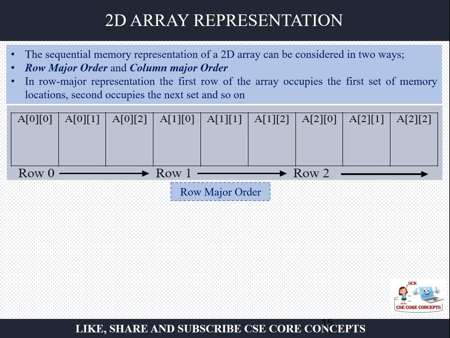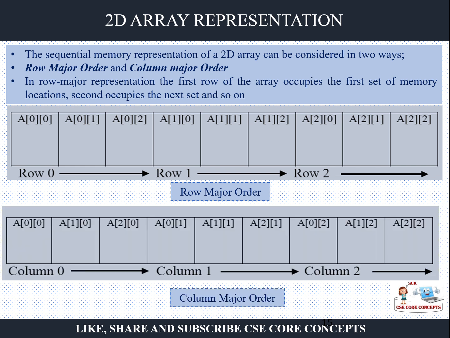You can see in the row major order, the first 3 consecutive elements belong to row 0. The first element is A of 0, 0, meaning 0th row, 0th column. Next is 0th row, first column. Third one is 0th row, second column. Similarly, then starts your first row: first row, 0th column, first row, first column, and so on. So all the rows will be stored in this way.